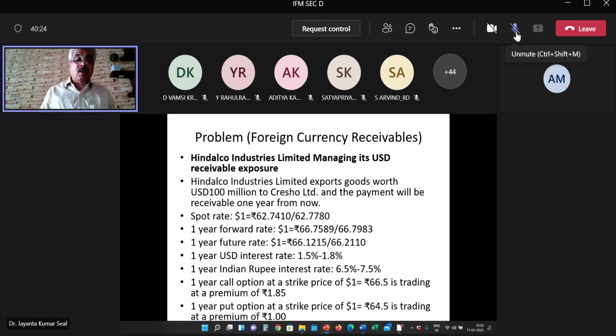One year call option at a strike price of $1 equal to 66.5 is trading at a premium of 1.85. So if you buy, you pay a premium of 1.85. If you sell, you receive a premium of 1.85 per dollar. So for $100 million, 1.85 into 100, that is 185 million rupees premium. Similarly, a one year put option at a strike price of $1 equal to 64.5 is trading at a premium of 1. Same thing. Premium will be 1 into 100.